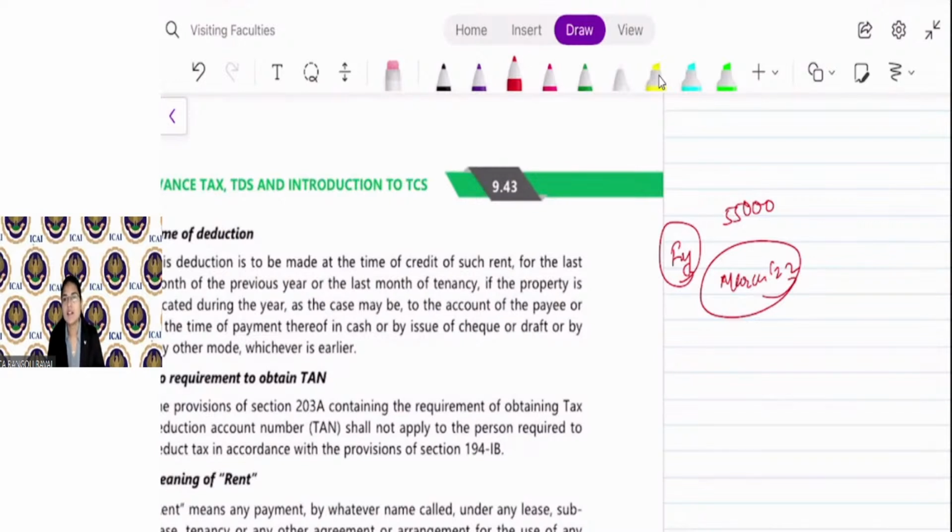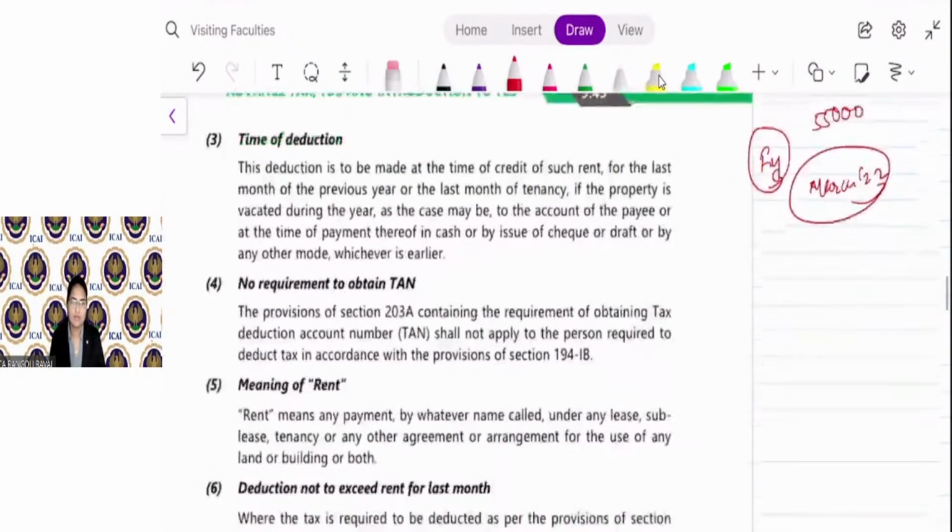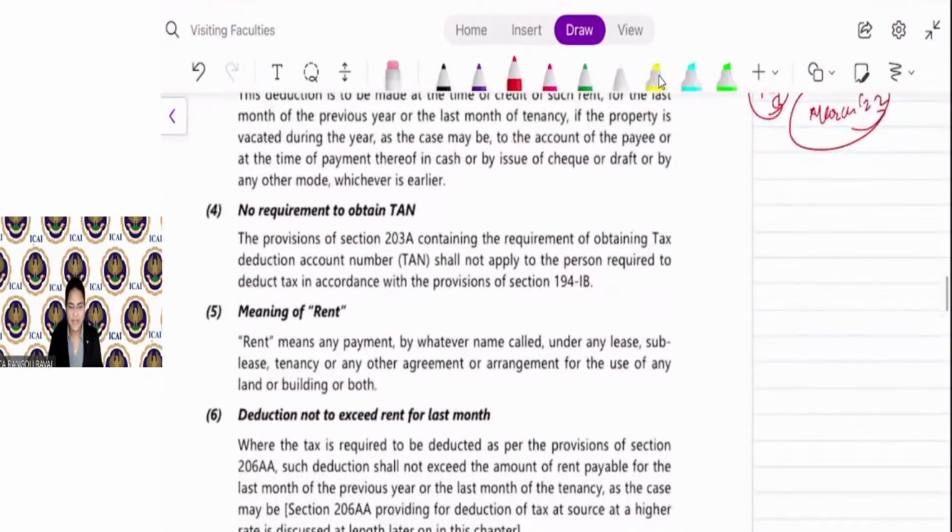Again, the TDS is required to be deducted at payment or credit, whichever is earlier, but you have to check the payment date of the last month of the financial year or the last month of vacancy. Everyone clear up till now? Here also the TAN is not required. You can file your TDS return based on PAN. Everyone clear up till now?